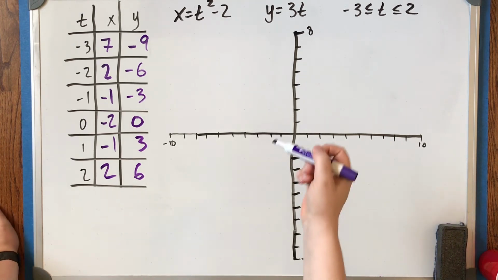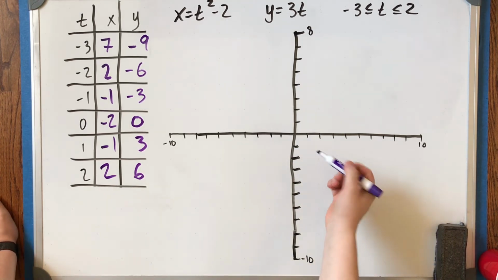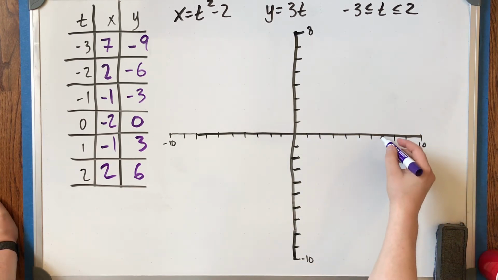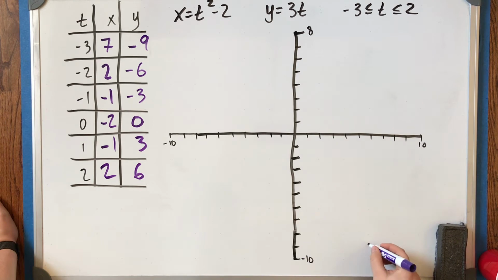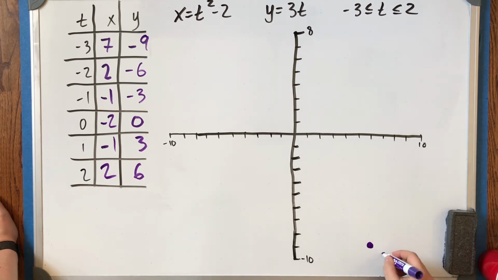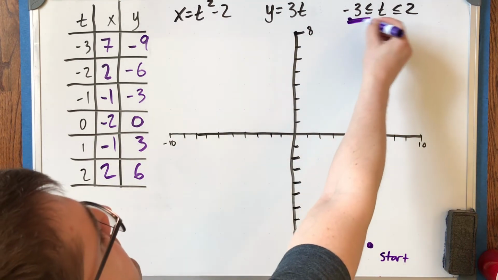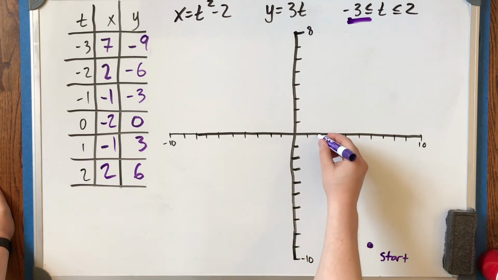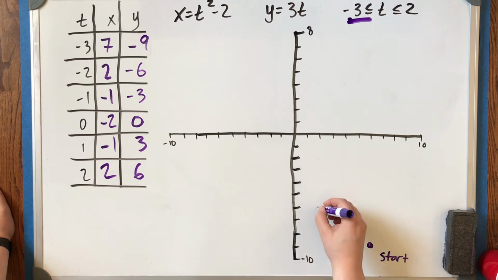So I'm sure this is going to be thrilling to watch me plot points. 1, 2, 3, 4, 5, 6, 7, and then all the way down here to -9. Now I'm actually going to label this as the start point because it's when the interval starts. It's the smallest t value. Then I'll plot the next one at 2, -6. 2, 1, 2, 3, 4, 5, 6.